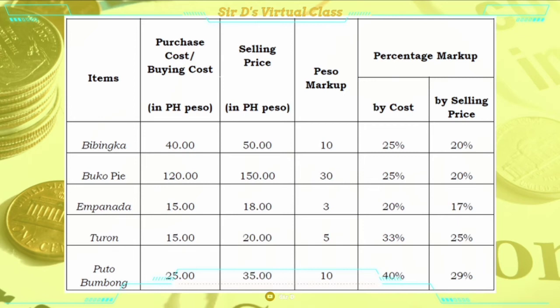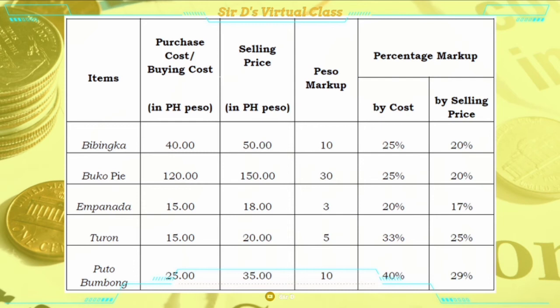Now, you bought those items and will be selling them following this price list. Bibingka for 50 pesos, buko pie for 150 pesos, empanada at 18 pesos, turon for 20 pesos, and the puto bumbong for 35 pesos. Therefore, you have the following markup. Bibingka having 10 pesos markup, buko pie with 30, empanada with 3, turon with 5 pesos, and puto bumbong at 10 pesos. And again, as mentioned earlier, the percentage markup really differs by cost and by selling price. By cost, you will be having a higher percentage markup, whereas for the selling price, it will be much lower.